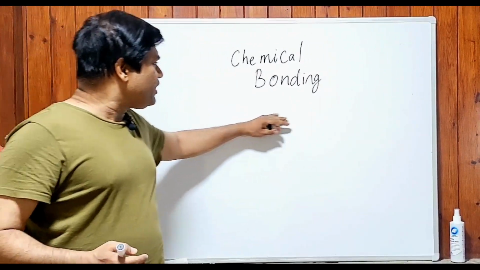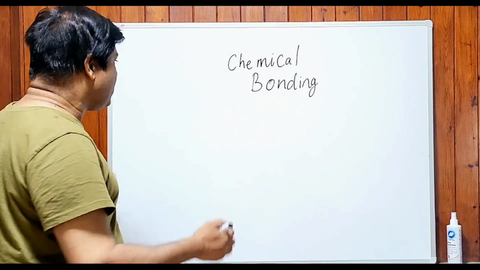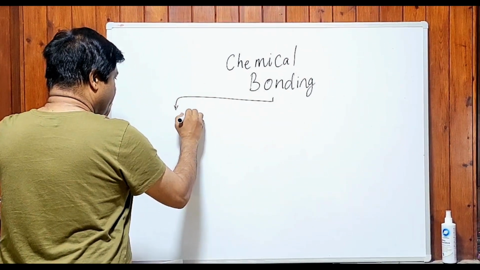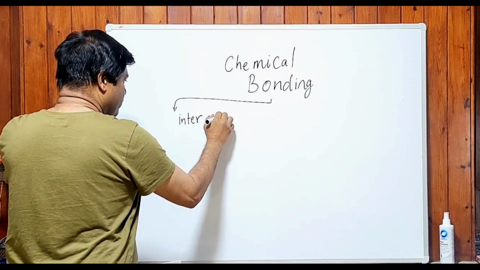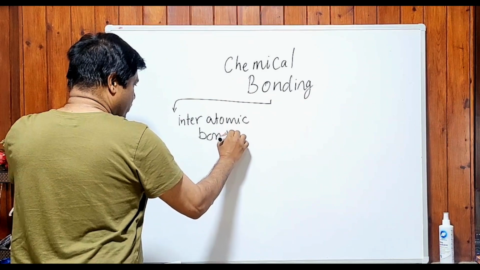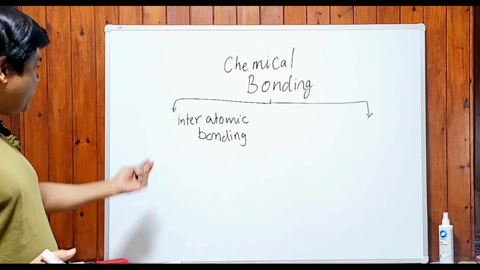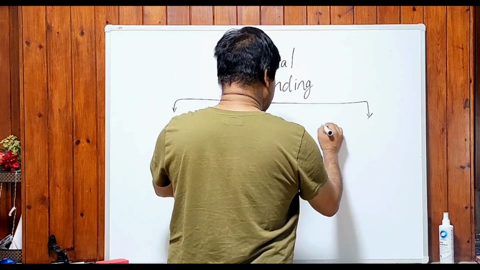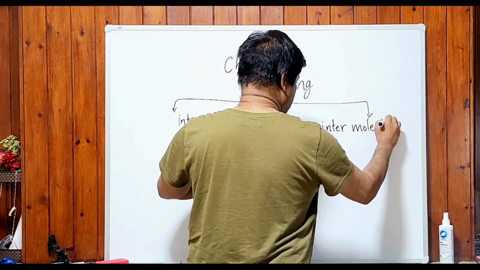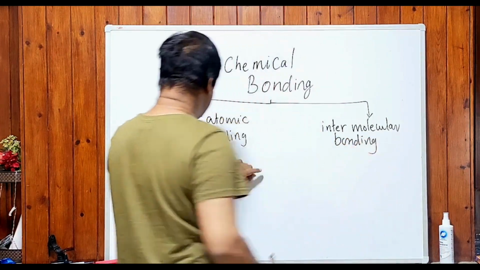So let's briefly discuss the types of bonding. In chemical bonding, we have different types of chemical bonds. Let's start. We have interatomic bonding and intermolecular bonding, between the two molecules, between the two atoms. Any idea about the interatomic bonding?